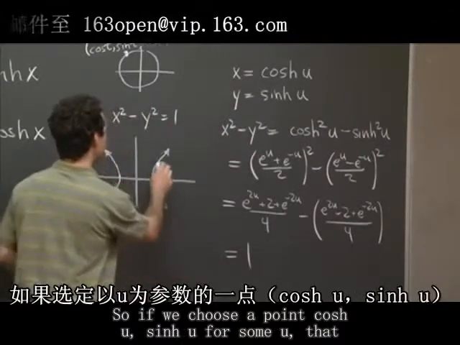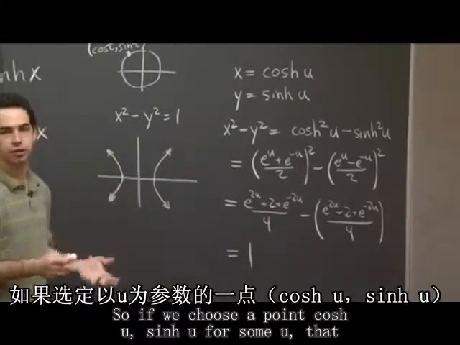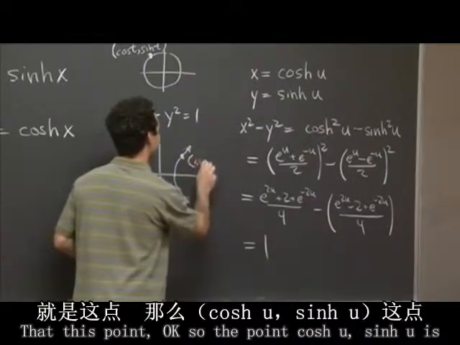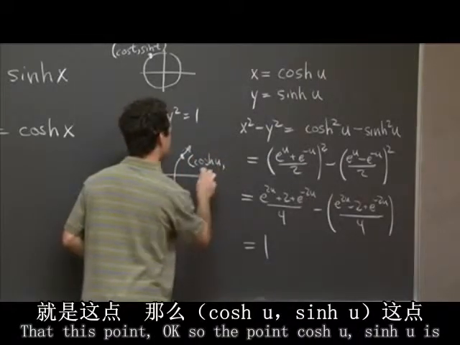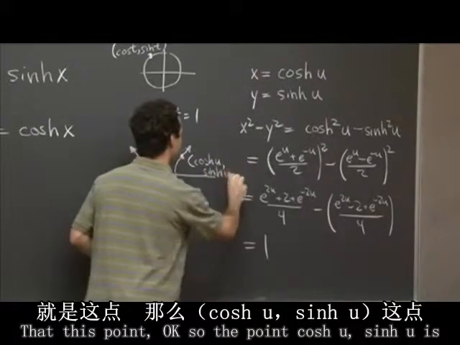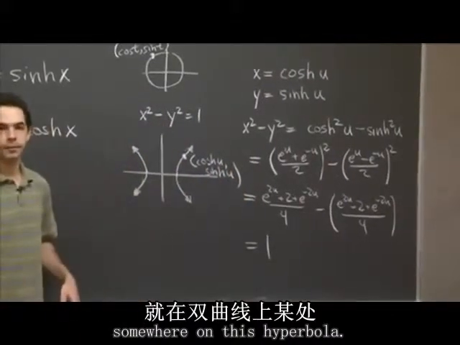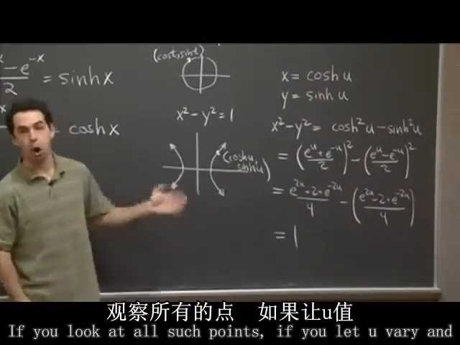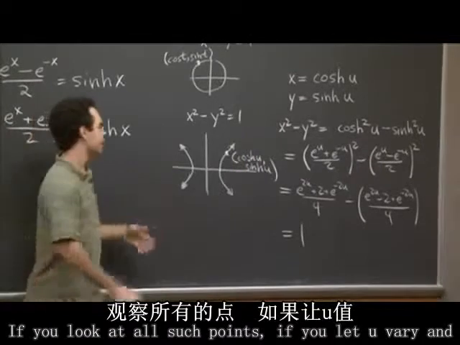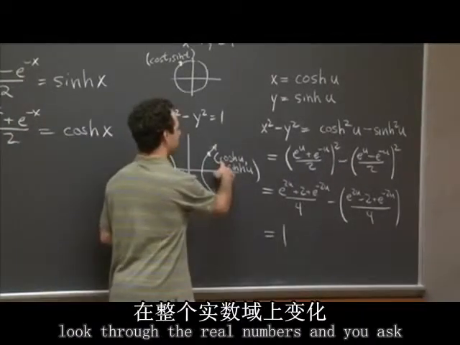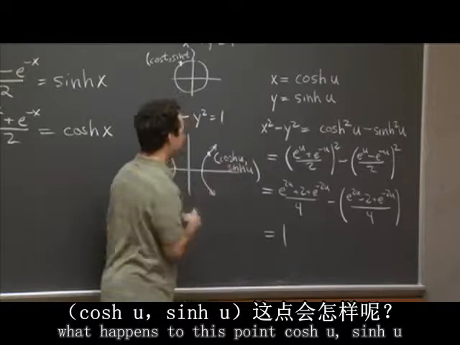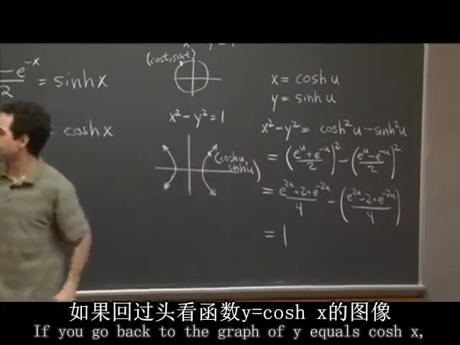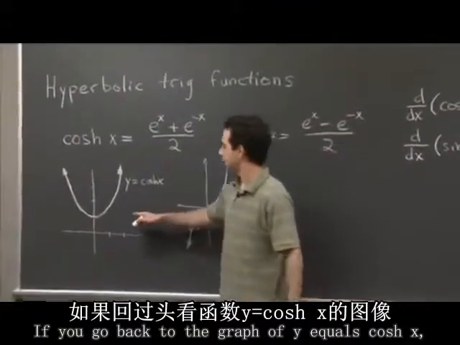So if we choose a point cosh u, sinh u, for some u, that point lies on this hyperbola. That's what this says. And what's also true is the reverse statement. If you let u vary through the real numbers and ask what happens to this point cosh u, sinh u, the answer is that it traces out the right half of this hyperbola.